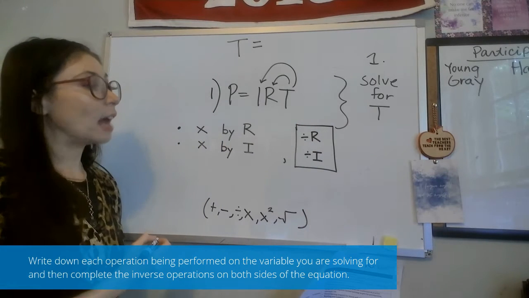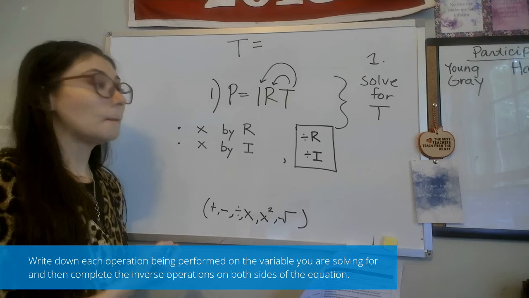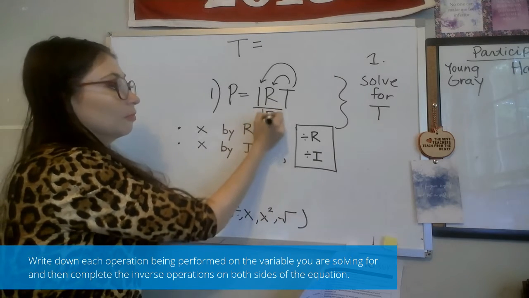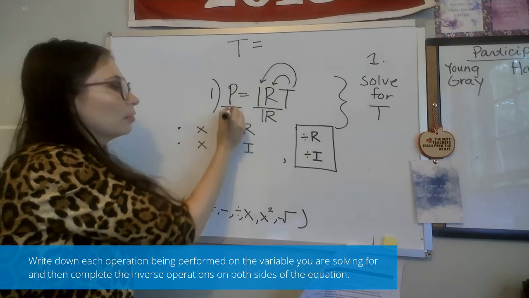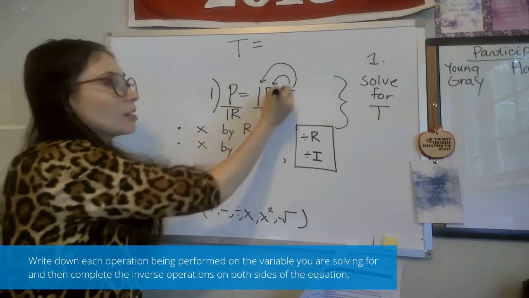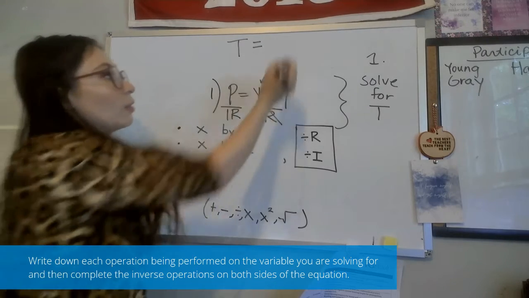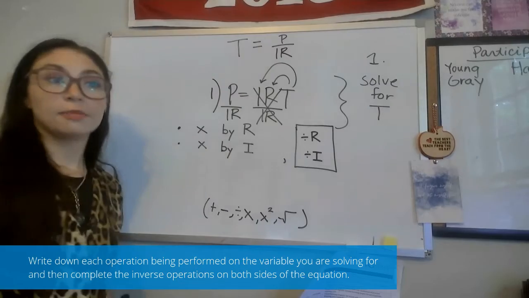So to solve this, I'm going to divide each side of the equation by I and R. What I do to one side of the equation, I must do to the other. And these IRs will cancel out, leaving us with our answer. T equals P over I R.